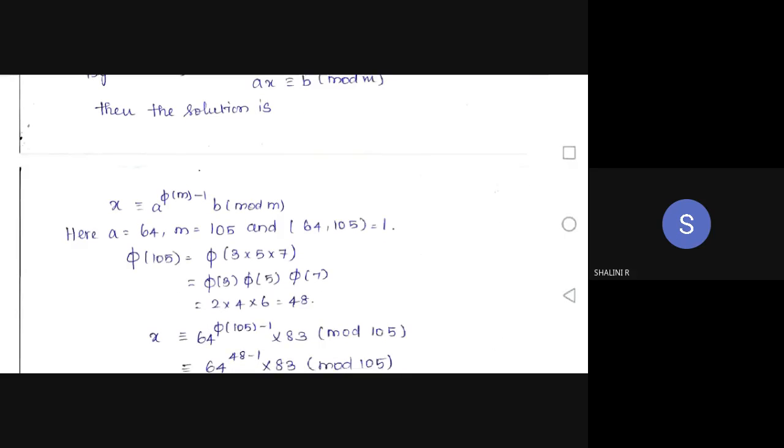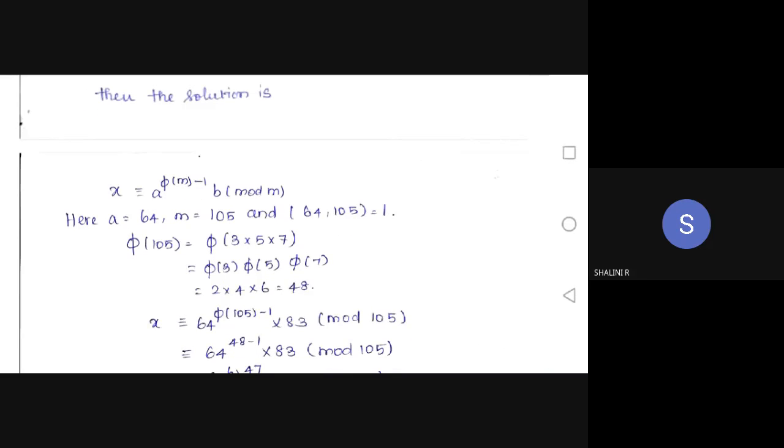Therefore, the solution x is congruent to 64 to the power phi of 105 minus 1, into the b value 83, under mod 105. So you have found the phi of 105 value is 48. So 64 power 48 minus 1 into 83. 48 minus 1 is 47. Okay.